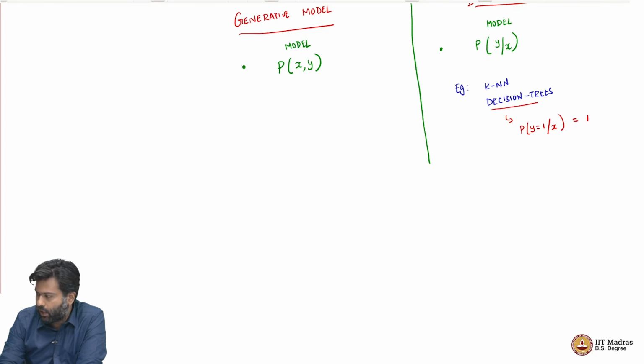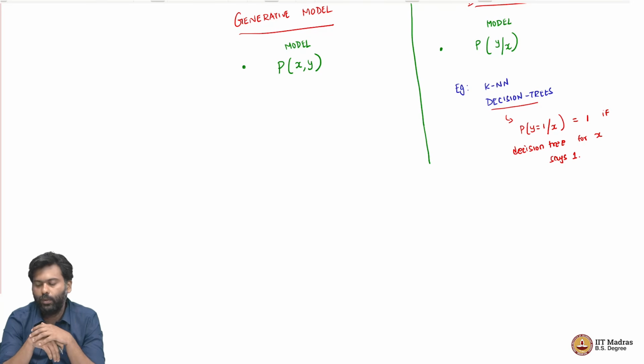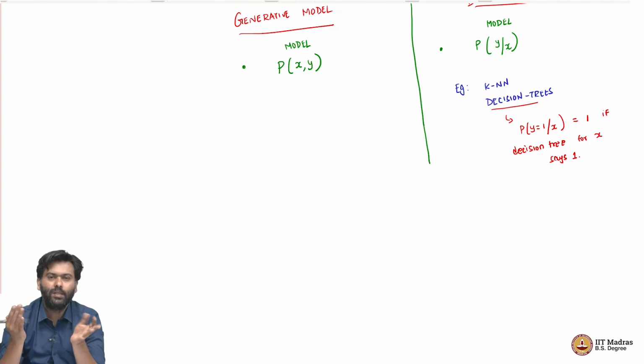This probability is 1 if the decision tree for x says 1. Otherwise, this probability is 0, which means the decision tree would have said 0 or minus 1 depending on what your label is. So, this is a trivial probability. The probability can be either 1 or 0, which means that there is a deterministic decision that we are making for every data point. So, we can always think of probability as a generalization of deterministic decision making.